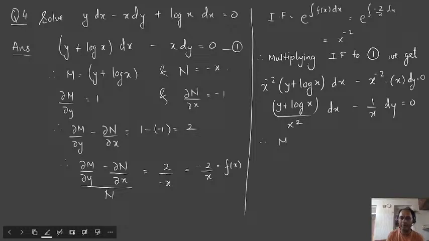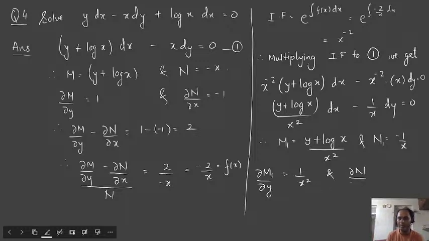So therefore M1 is (y plus log x) over x square, and N1 is minus 1 over x. So ∂M1 over ∂y, let us see what does it give you. It gives you 1 over x square. And ∂N1 over ∂x gives you 1 over x square again, in N1, that also gives you x square.